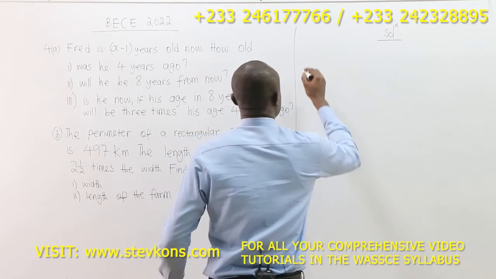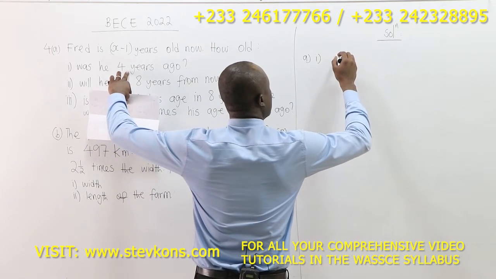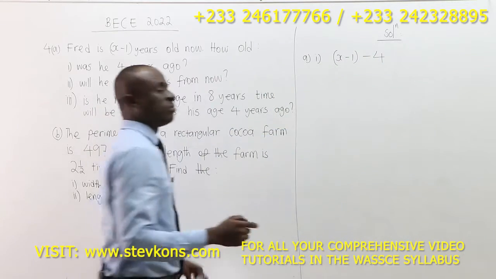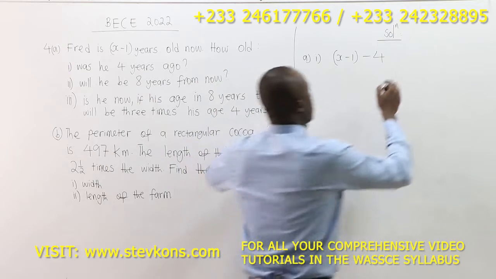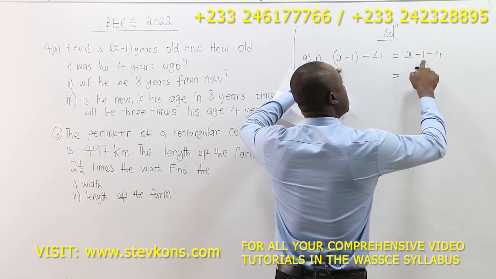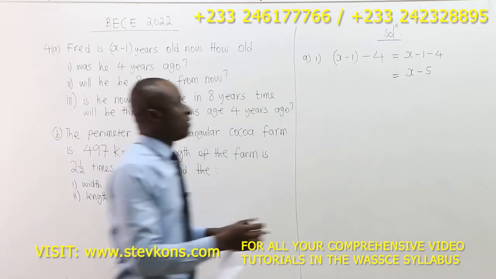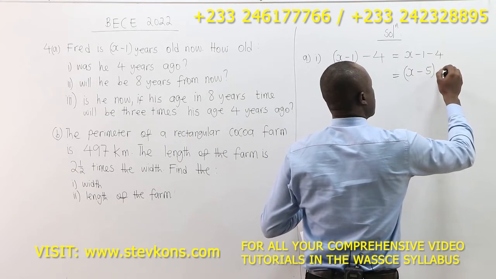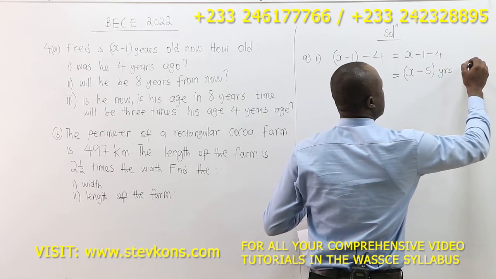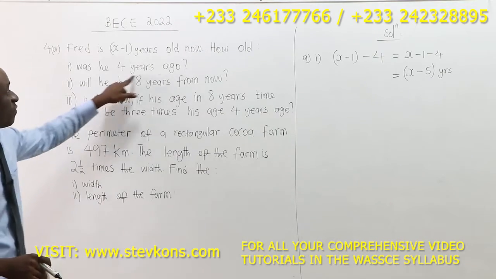So the first one, that's 4 years ago. That will be X minus 1 minus 4. Now what is negative 1 minus 4? That will be negative 5. So 4 years ago, the age will be X minus 5. Yes, that will be the age. X minus 5, that is 4 years ago.